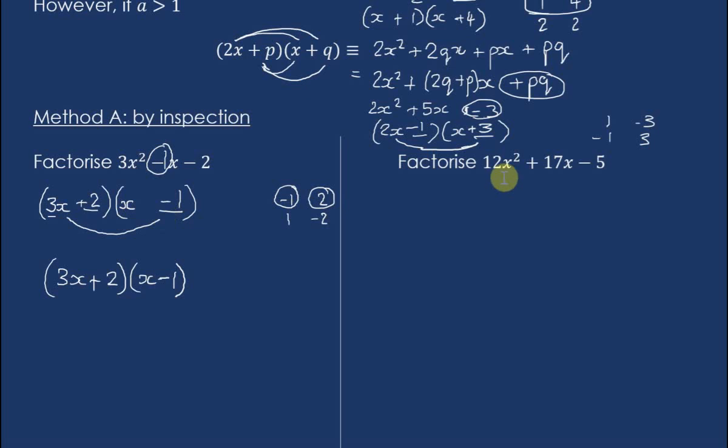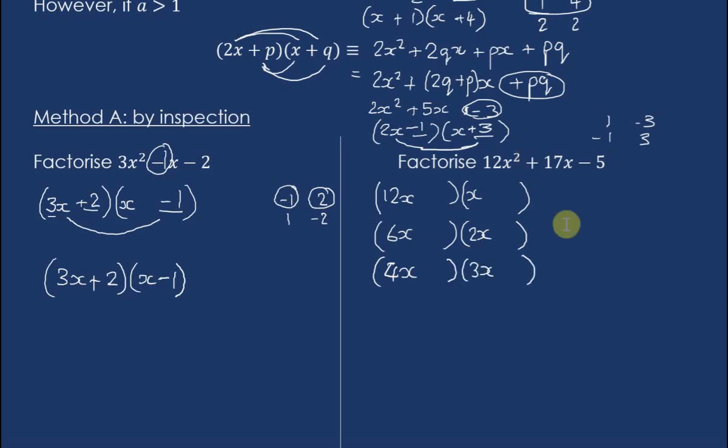For this one, it's a bit more difficult because there are multiple ways of getting the 12x squared to begin with. We don't know whether our brackets are 12x at the start and x in the other one, or whether it's 6x and 2x that are the first terms in our brackets, or 4x and 3x. We don't know. That's why these are harder. But you can quickly rule out possibilities using this. It's a bit like a maths puzzle as well, these ones. So a lot of people like to use this method because it's a bit of a challenge to them.